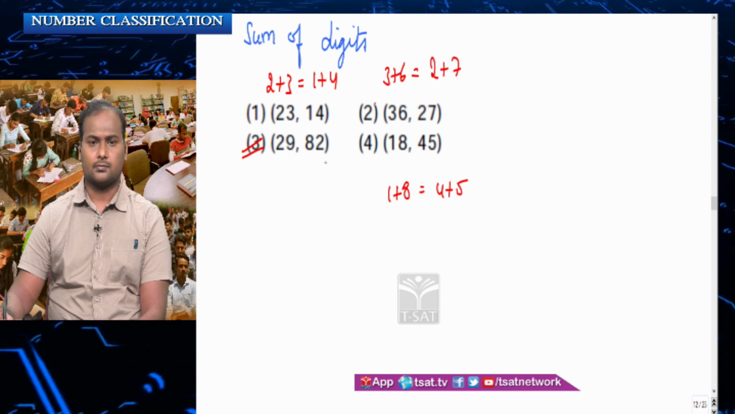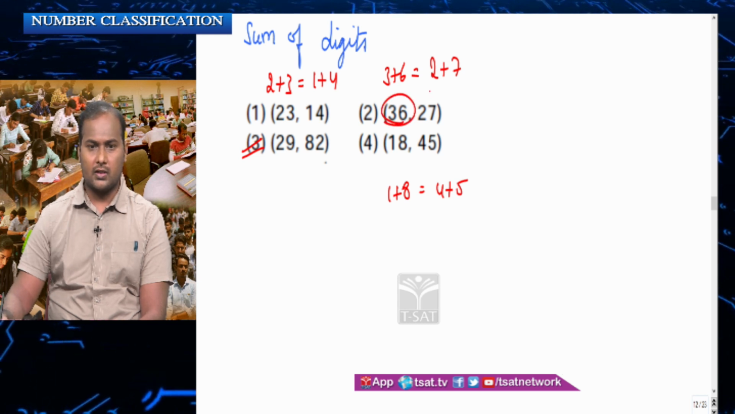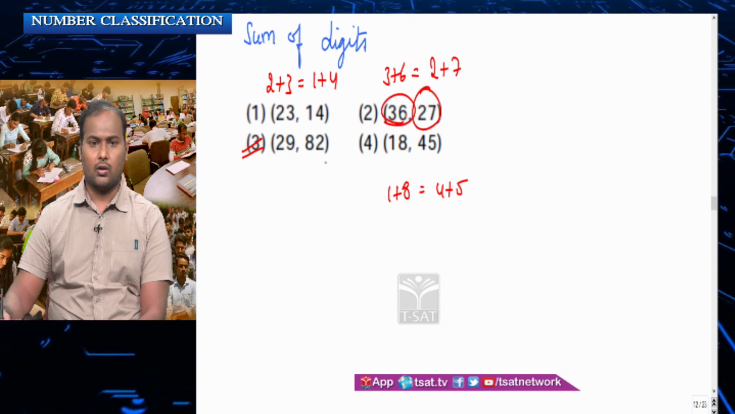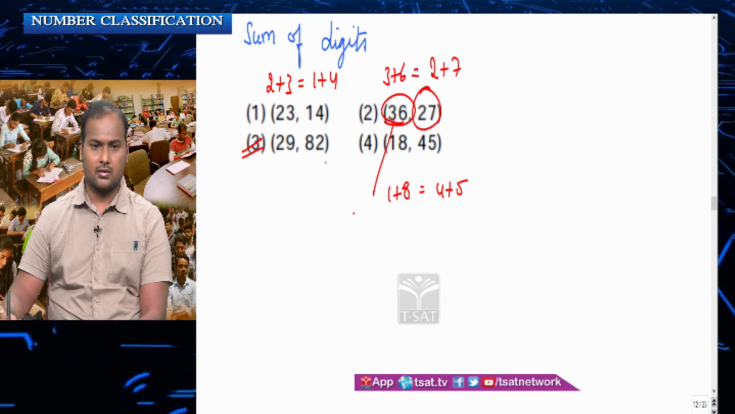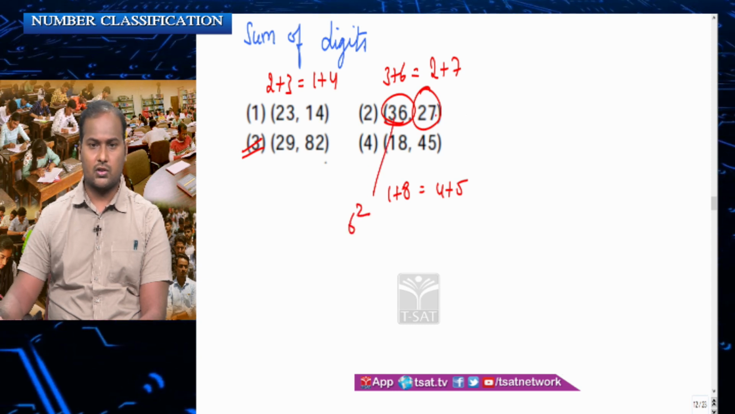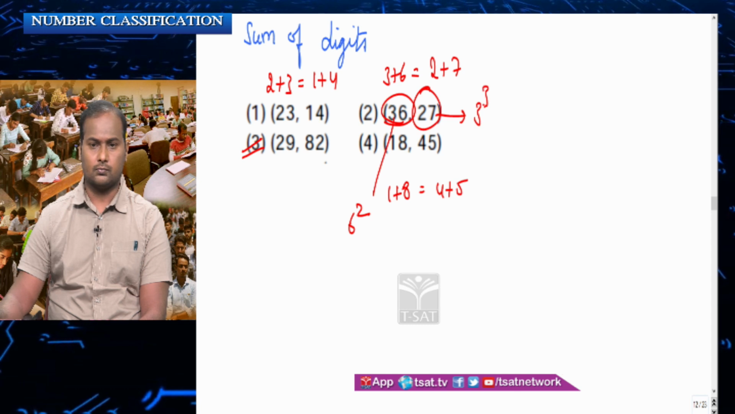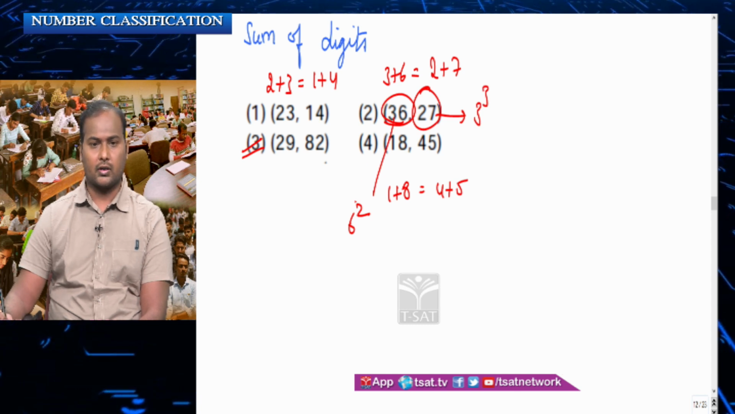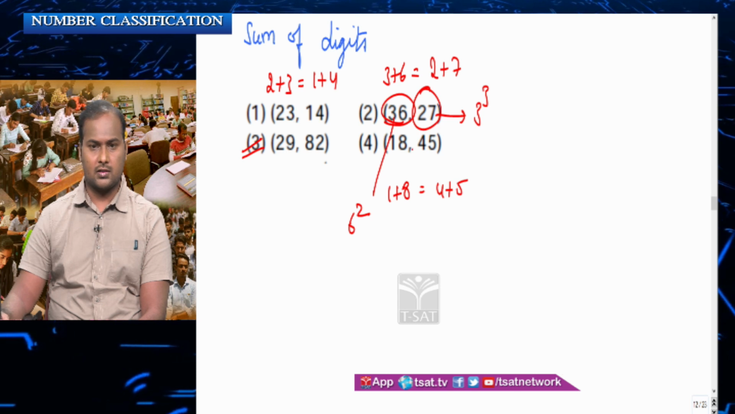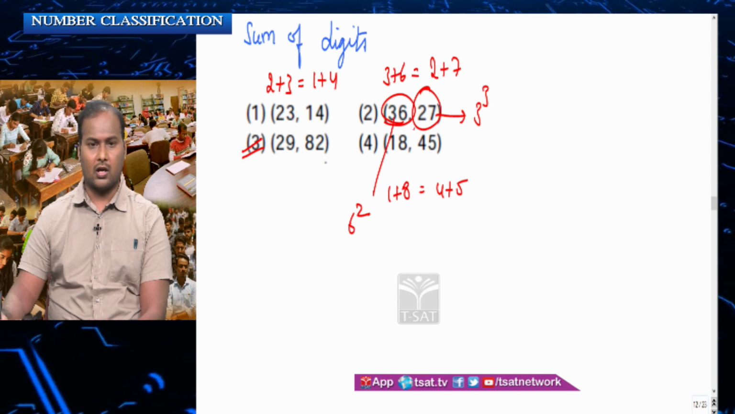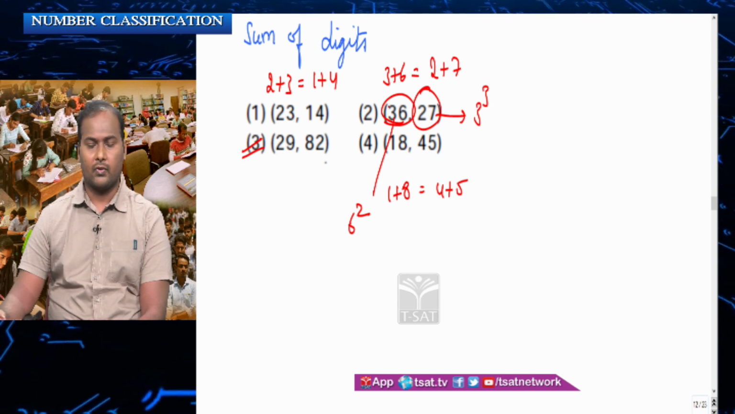Students may feel that 36 and 27. The moment they say that, okay, these two are squares and cubes, that is, I can write 36 as 6 square, whereas 27 as 3 cube, right? Then you feel that, okay, squares and cubes are possible only in option 2. In the remaining cases, it is not possible. So I may go for option 2 as well.